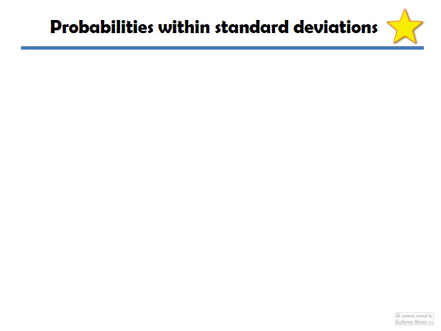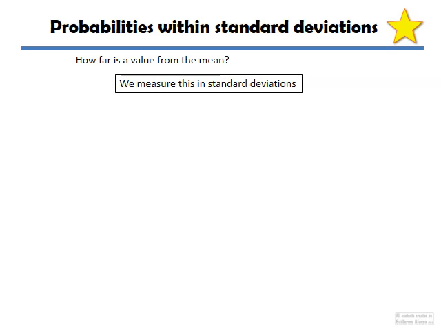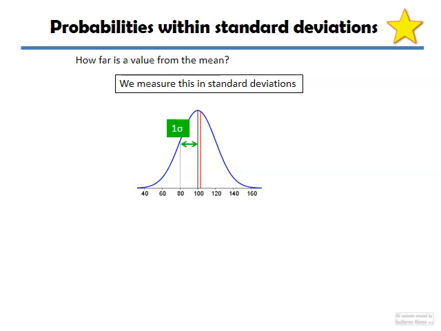Let's now look back at the idea of moving standard deviations around. How far is the value from the mean? Well, we're going to measure that in standard deviations. For example, how far is 80 from the mean? Well, 80 is going to be one standard deviation because the standard deviation is 20. So it's going to be exactly one standard deviation.